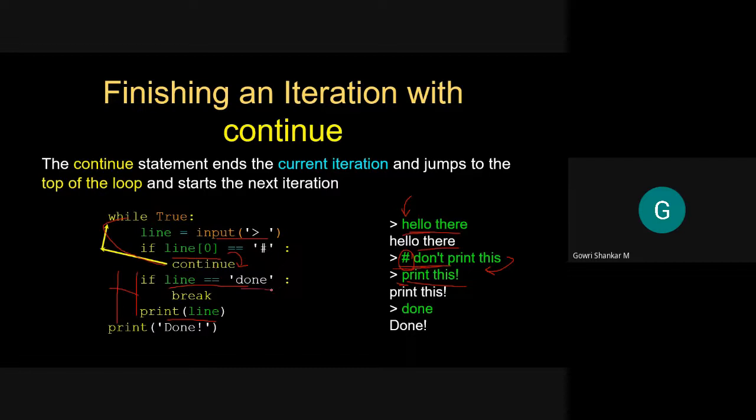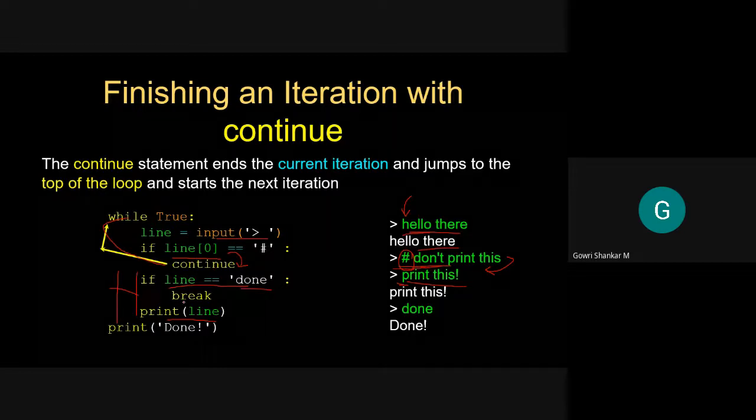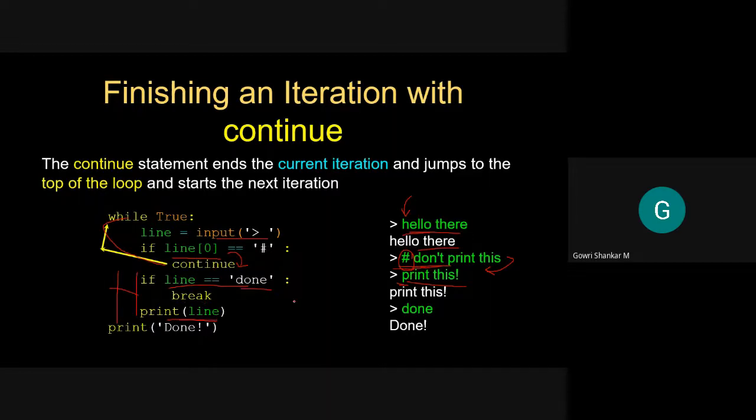It checks whether it is done, it is not done. Okay, it will not go inside this. Then we are printing the line, we are printing this. Then you go to the next iteration of while, you come here, right, again get the input from the user. Say the user is typing done. Okay, now what is line of 0? Line of 0 is d, right, and d is not equal to hash, so it will not go inside this continue. So again we are coming here. Now done is equal to done, right? So condition is true, we are taking a break. So it is coming out of the loop.